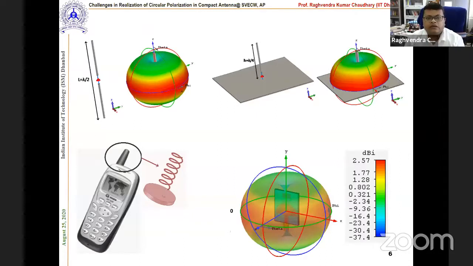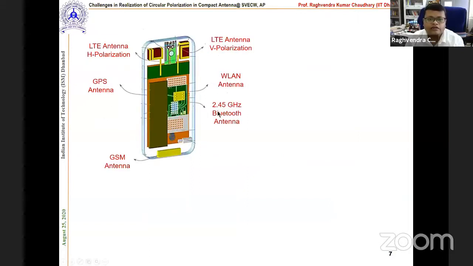Now the thing is, when you see this picture, you will find mainly six antennas. I put it over here, and this is particularly for the 4G system, where the MIMO concept is already there. It's like whatever mobile you're actually using, it has multiple input, multiple output technology. And we are using two antennas, one is H polarized, another is V polarized, horizontal and vertical polarization. So we have two different antennas.